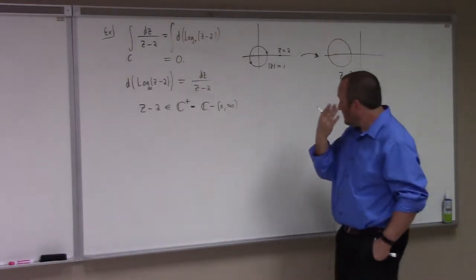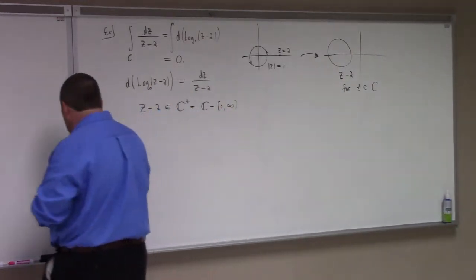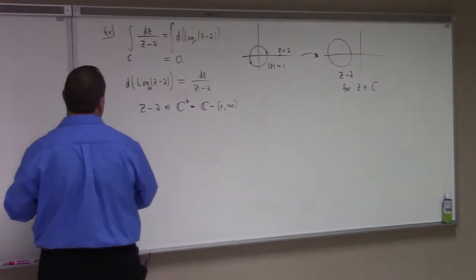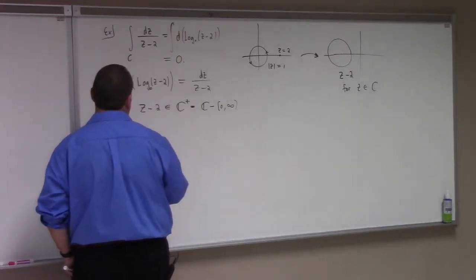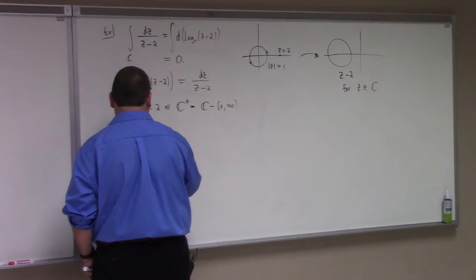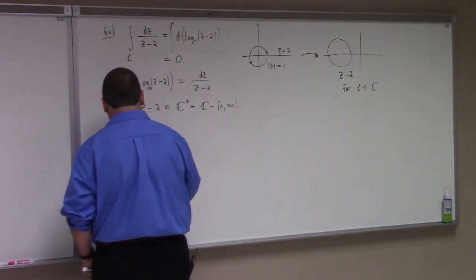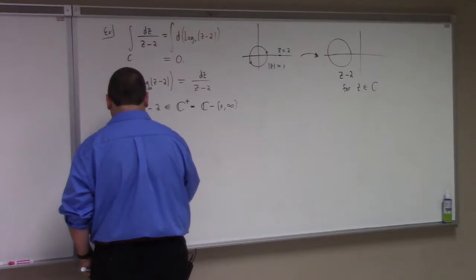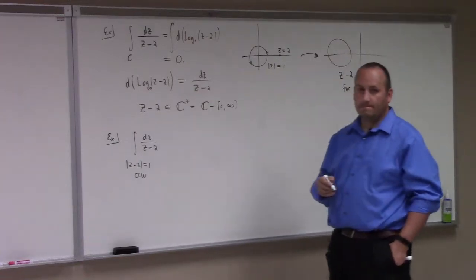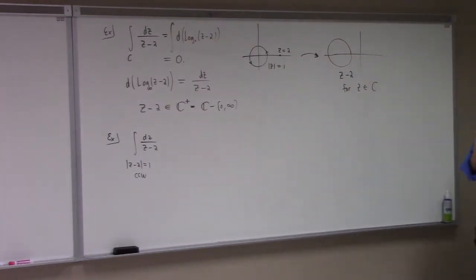Okay, so getting to the point here. What would happen if we instead integrate dz over z minus 2 around, let's say, the circle |z minus 2| equals 1, counterclockwise? Then there's no amount of cleverness on my part. My choice of logarithm isn't going to help us. There's a division by 0 at the center of the circle on which we're integrating.